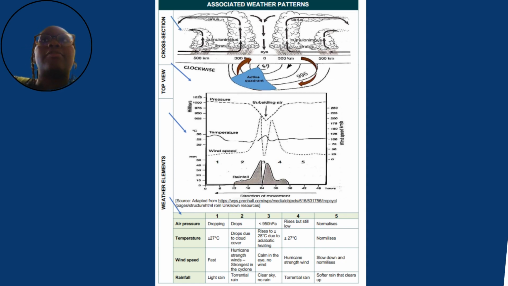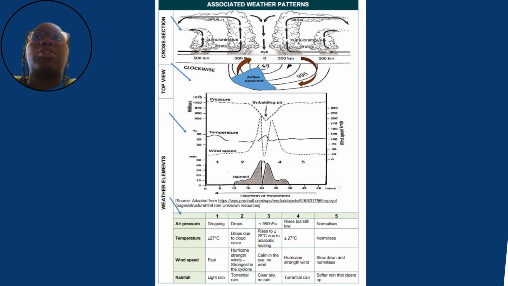So in the active quadrant, you can see that active quadrant that we were talking about on the previous slide. The air is moving a bit clockwise, and you can see that the pressure is decreasing into the subsiding air. The wind speed is also decreasing into the eye of the storm, but on either side, the rainfall is sort of rising up. So if you look at 1, for example, the pressure is dropping all the way, and then by 4 and 5, which is when we're reaching the decaying stage, our pressure rises, but it's still low, then it normalizes. So 5 is when the storm is over.